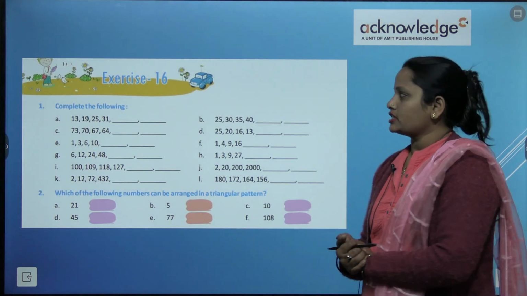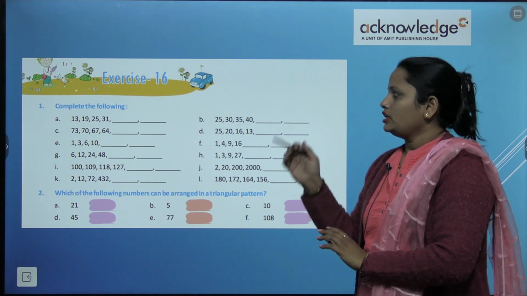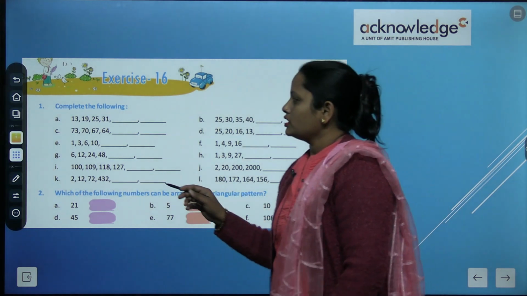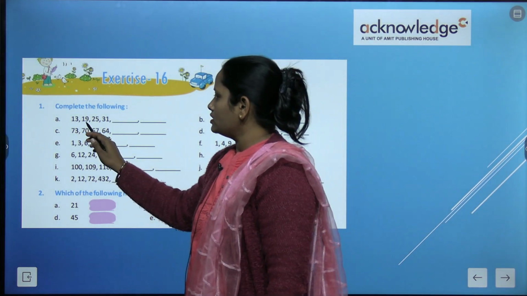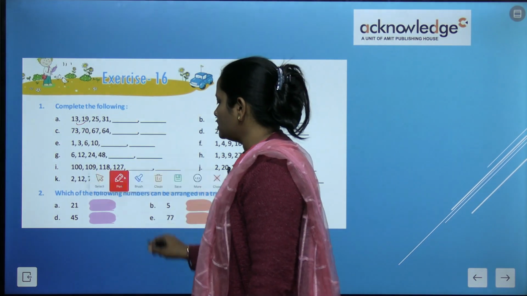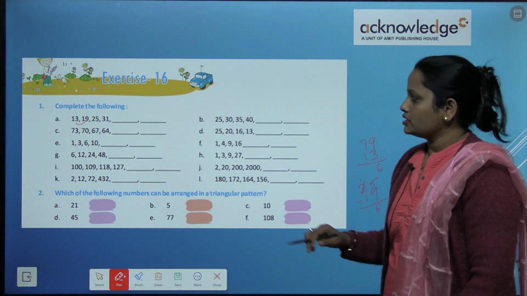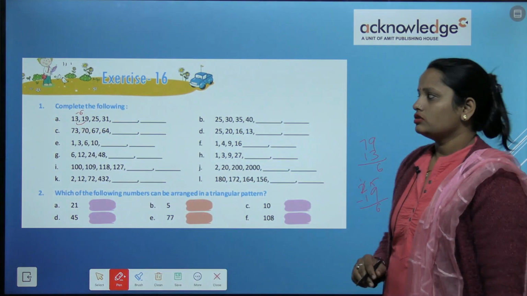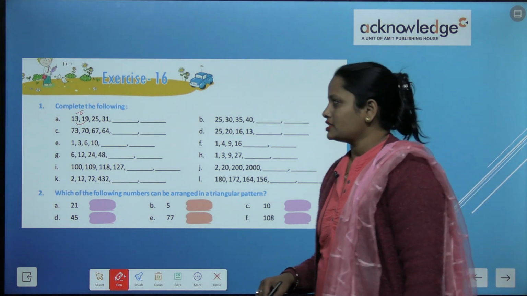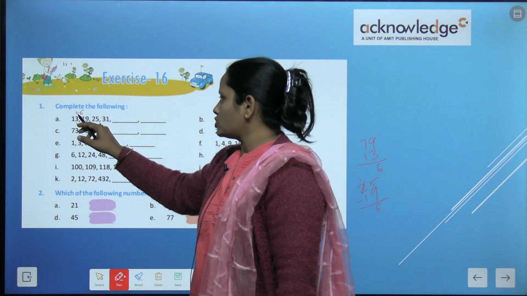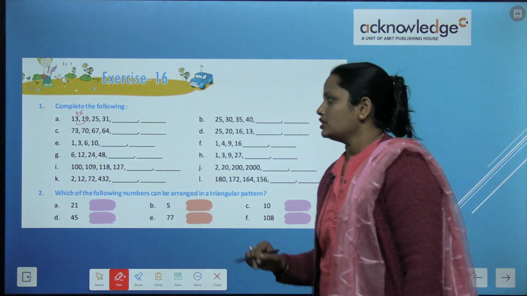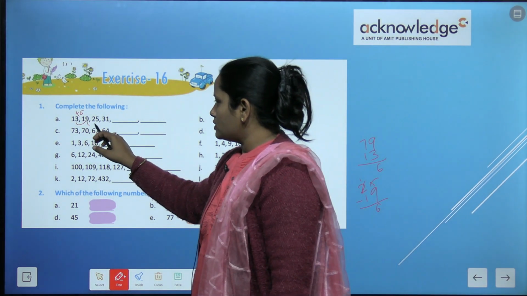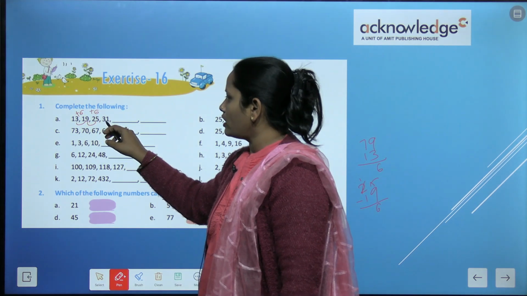Now let's do this exercise 1.6. Here we have to complete the following patterns. So here you can see 13, then 19, 13, then 19. So children, here we can see there's a difference of 6. We have to add 6. 6 ko add karenge, we will get 19 here. Now again we are going to add 6. 19 mein 6 add karenge, we will get 25.